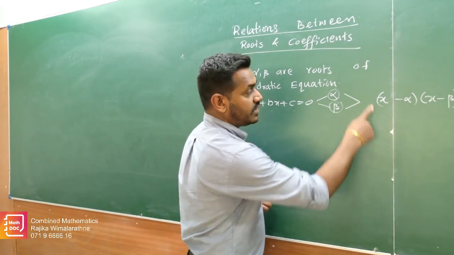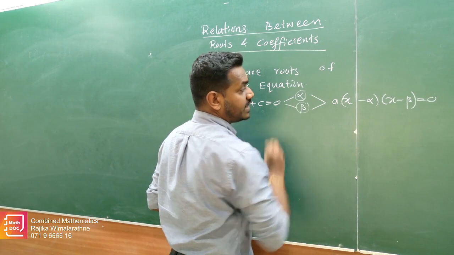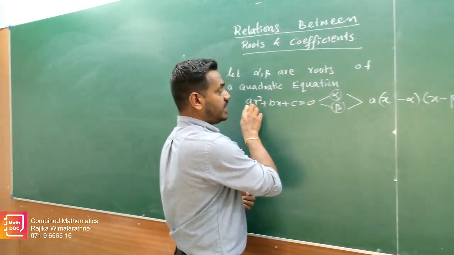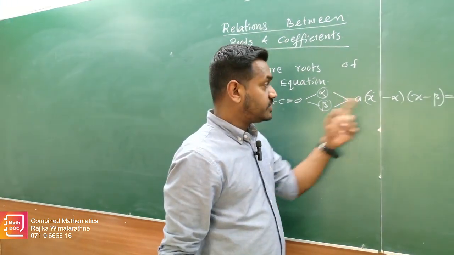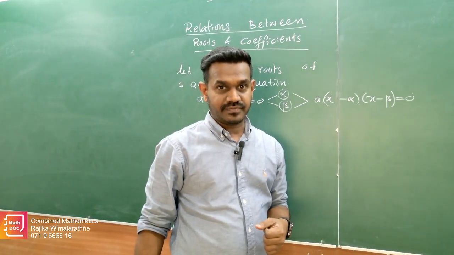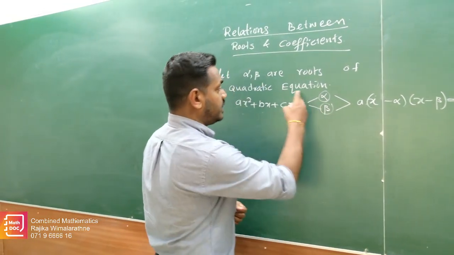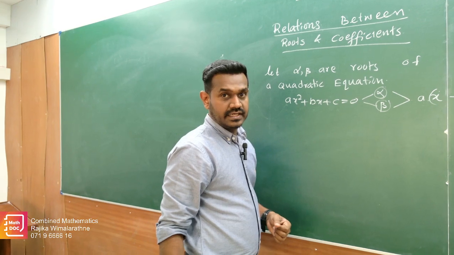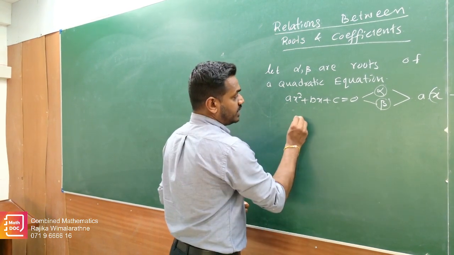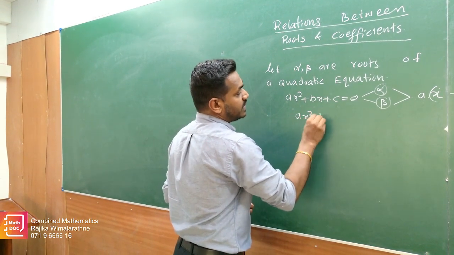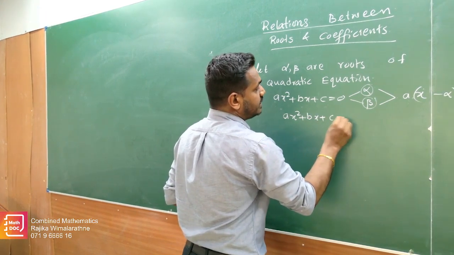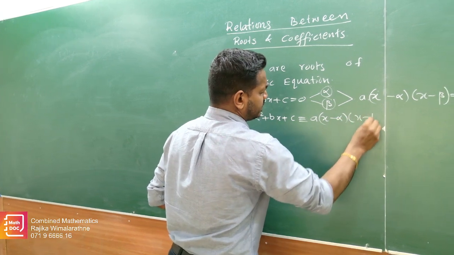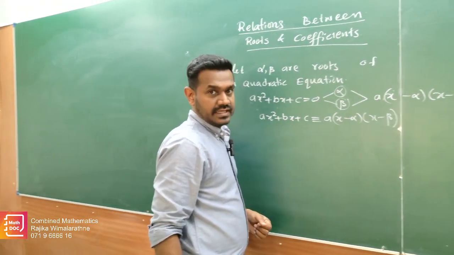But if we put a here, then x square times a, the coefficient is the same and also the solution is the same. Now because of this, these two equations are identical. We call identical relations. Therefore, let's write ax squared plus bx plus c identical to a times x minus alpha, x minus beta, the relation identity.